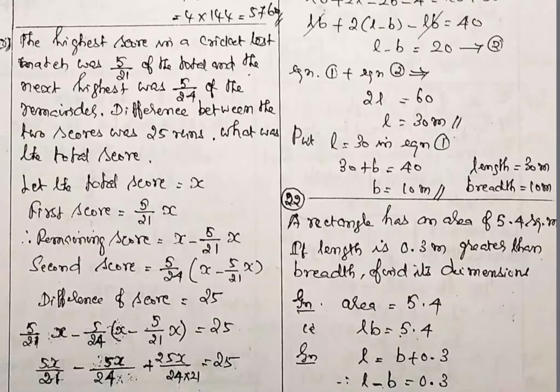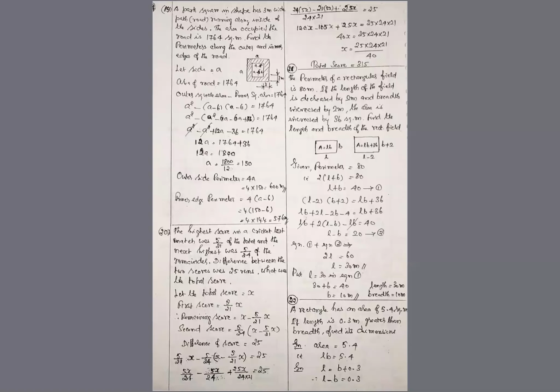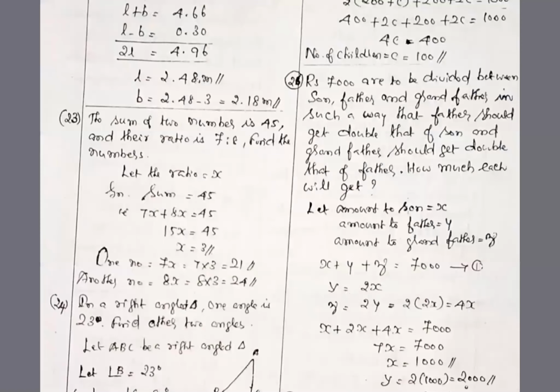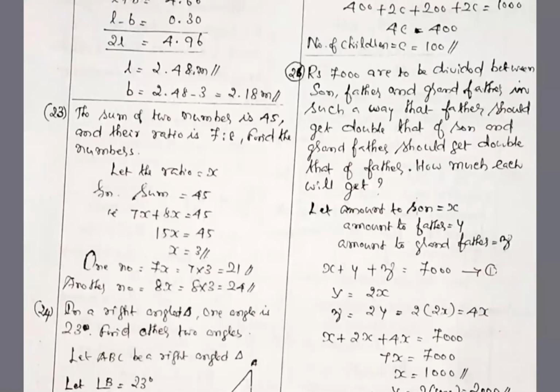Problem 22 is also a very easy problem. Problem number 23: the sum of two numbers is 45 and the ratio is 7:8. Find the numbers. A normal examination question, very simple. Mentally also we can solve. The ratio between the two numbers is given as 7:8. We know the ratio idea: the first number is 7x, then the second number is 8x.